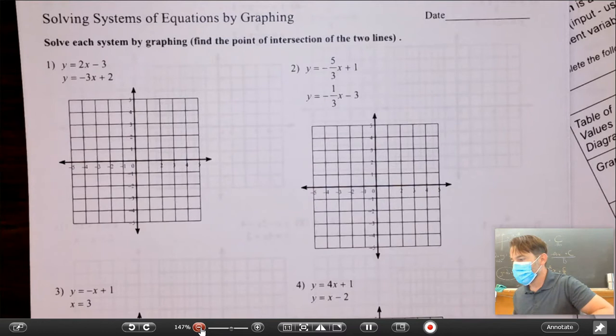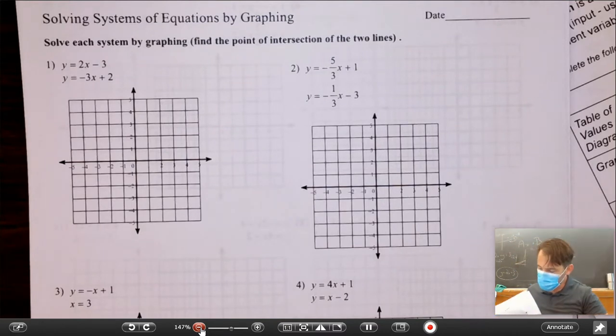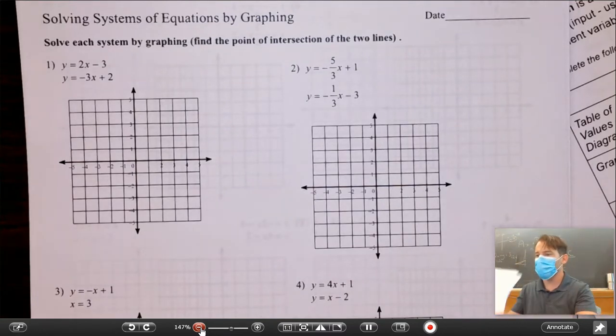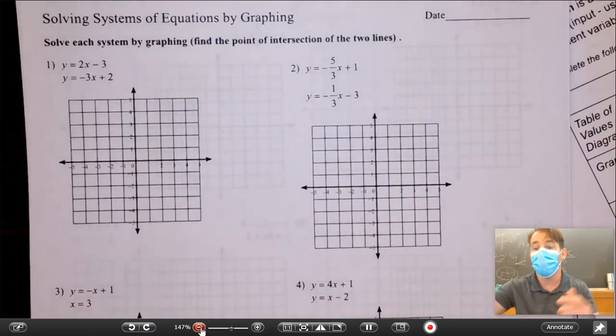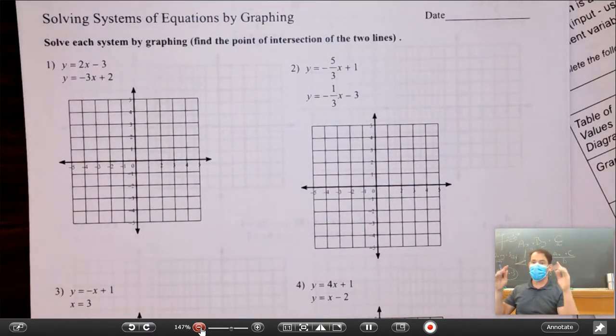Okay, so our first one, what we're doing when we're solving a system of linear equations is we're finding the point where the lines touch. That point where they touch is the single point that exists in the entire infinity of the xy plane. That's the only point that those two lines share. That point is therefore a solution to each of the equations. It's therefore the solution to the system of equations.